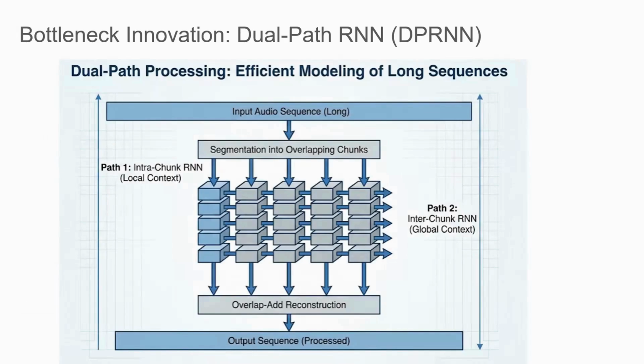Bottleneck innovation, dual path RNN. To handle long sequences efficiently, we implemented a dual path RNN, DP-RNN, in the bottleneck. We slice features into overlapping chunks and process them in 2 stages. First, the intra-chunk RNN scans frequency to model local spectral correlations. And second, the inter-chunk RNN scans across time to model long-term sentence structure. We stitch this back using an overlap-add method, allowing us to model long sequences with minimal memory footprint.